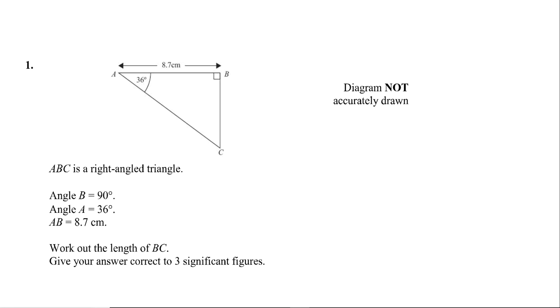Important note is it says the diagram is not accurately drawn. So that does mean that you can't measure anything. You can't use your protractor to measure angles. You can't just measure the sides and hope to get it right. We've got to use the ratios.